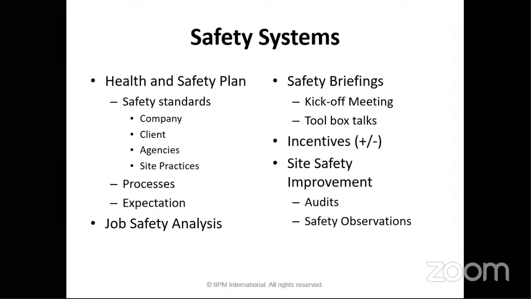Now, quickly, safety systems. Safety systems comprise the health and safety plan, which will involve safety standards of the company, safety standards for clients, safety standards by agencies, that's compliance, then site practices. Your health and safety plan will also comprise processes and expectations. Your safety system should also comprise your job safety analysis, your safety briefings, which could be in form of kickoff meetings or toolbox talks. There should be incentives, which could be plus or minus, then site safety improvement, which could be done through audits and safety observations.